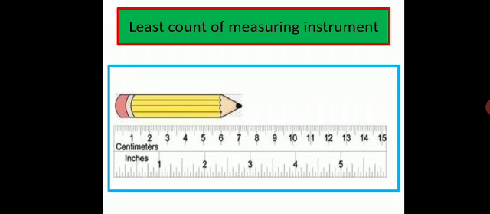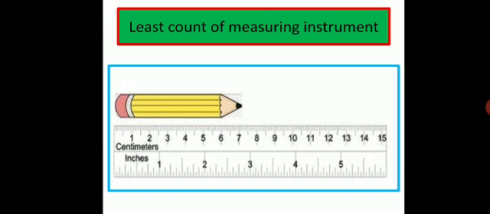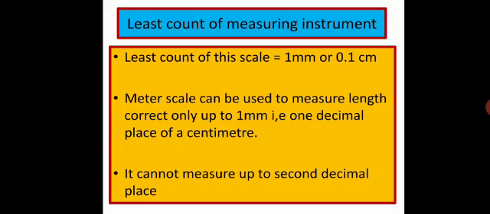So from these examples it is very clear that the meter scale is used to measure length correct only up to 1 decimal place of a centimeter. It cannot measure up to 2 decimal places of a centimeter. I hope you understood where 1 millimeter lies on the scale. It is common knowledge which you have already learned in your lower classes, right? What you have placed there, 0 to 1, 0, 1, 2, 3, 4, 5. The gap between the divisions is nothing but your 1 mm. I hope you are understanding.